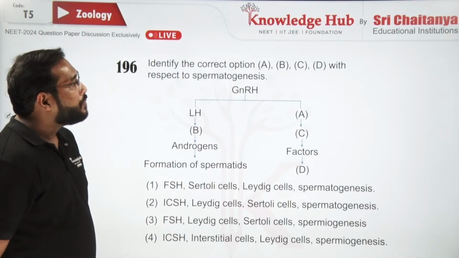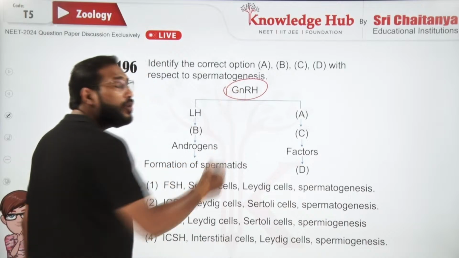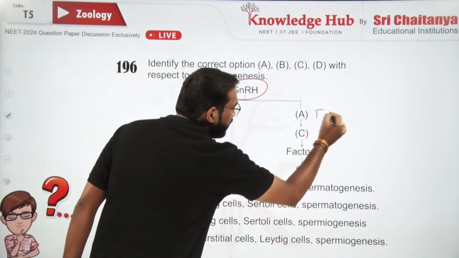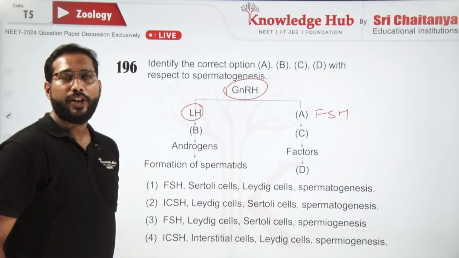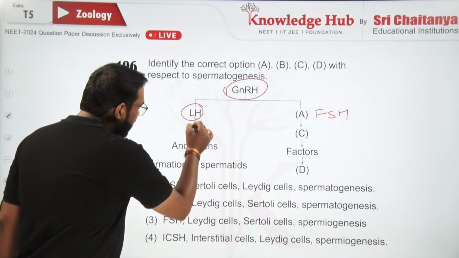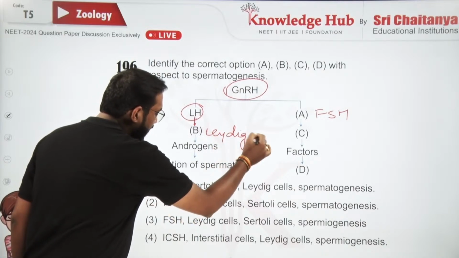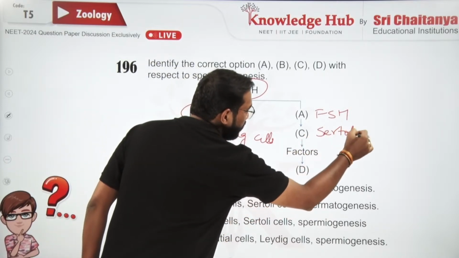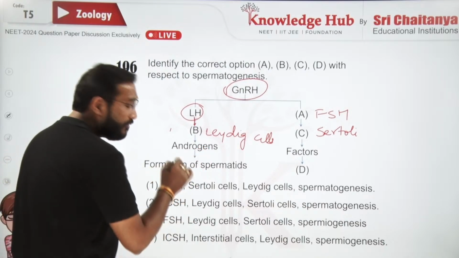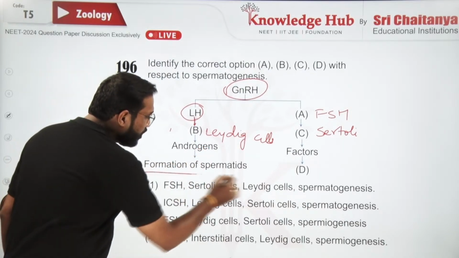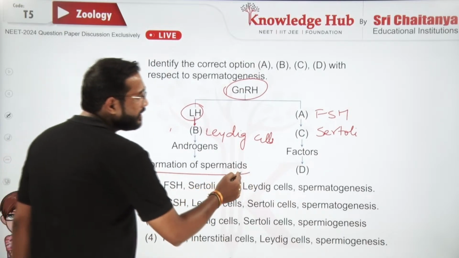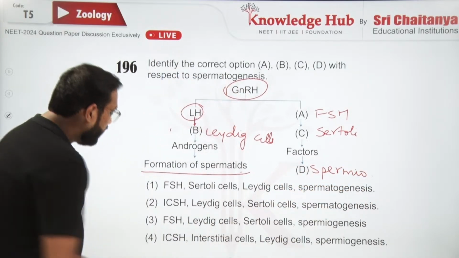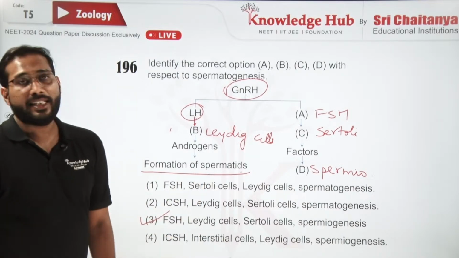Then we have here identify the correct options, and again you see gonadotropin releasing hormone, it is secreted by the hypothalamus. It goes and acts on the anterior pituitary to secrete LH and FSH, both the gonadotropins, right? Luteinizing hormone and the follicle stimulating hormone. On the other hand, the LH will stimulate Leydig cells, right, to secrete androgens, and the FSH will stimulate Sertoli cells to release certain factors. Androgens will be released, it will go into the Sertoli cells and cause the formation of spermatids or spermatogenesis. And after spermatids, the factors which are being released from the Sertoli cells will cause spermiogenesis. Hence, the correct option is 3. FSH, Leydig cells, Sertoli cells, and spermiogenesis.